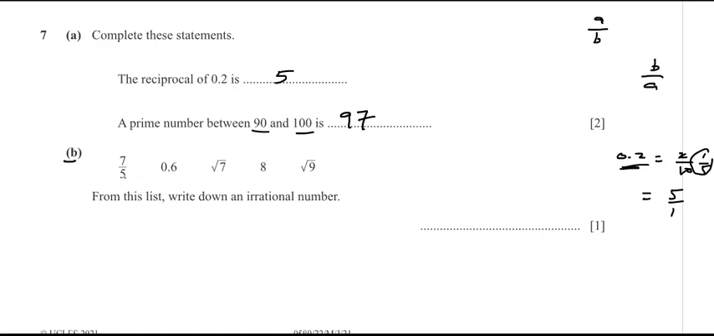And then part B is 7 over 5, 0.6, square root of 7, 8, square root of 9. From the list, write down an irrational number. Now, 7 over 5, two integers are divided, so this is rational. 0.6 is a terminating decimal, so it is rational. Square root of 7: if a prime number is in the square root, it is an irrational number. So this number is irrational. 8 is rational. Square root of 9, if you take the square root, the value will be 3. So the only irrational number in this list is square root of 7.